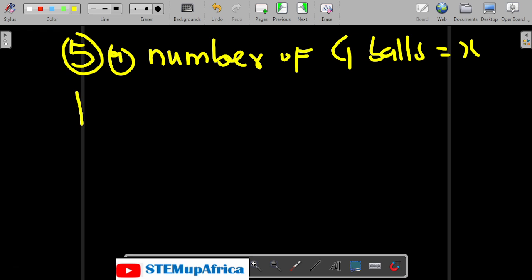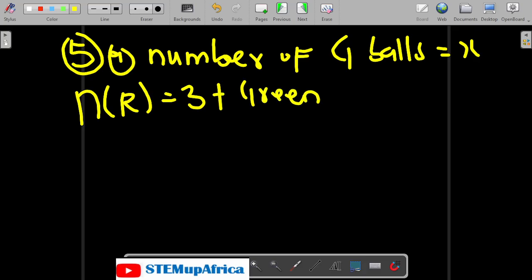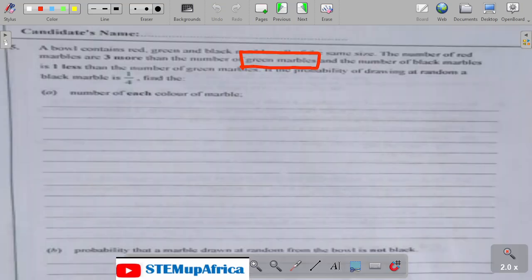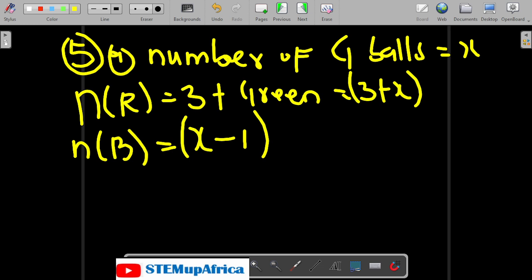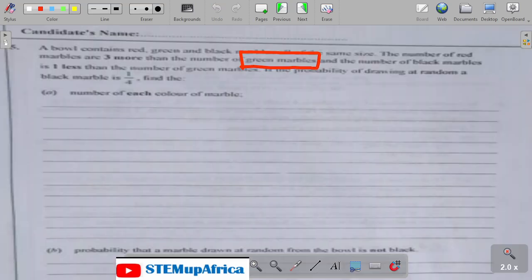So we are told that the number of red balls is 3 plus the green, which is now 3 plus x. These are the numbers of red balls. And the number of black balls is 1 less than the number of green balls. So the number of blacks, let's use B to represent black, is x minus 1. So these are the total numbers of black, red, and green balls we have in the bowl.